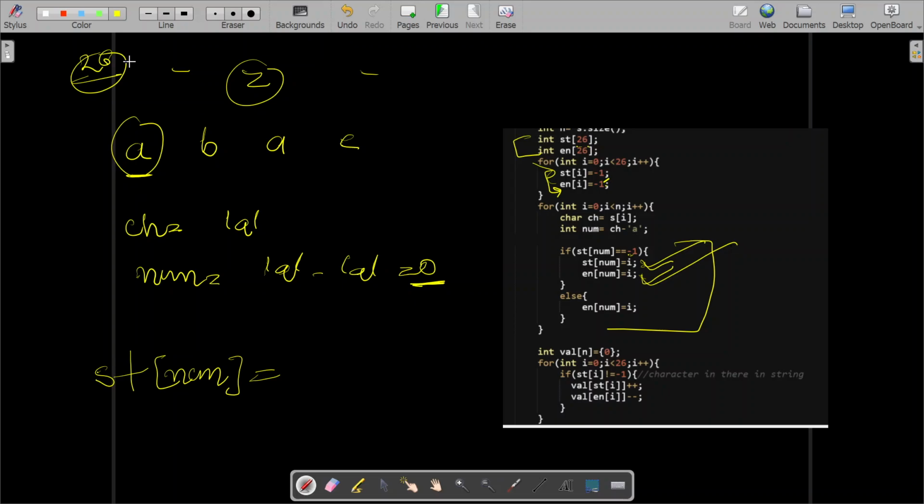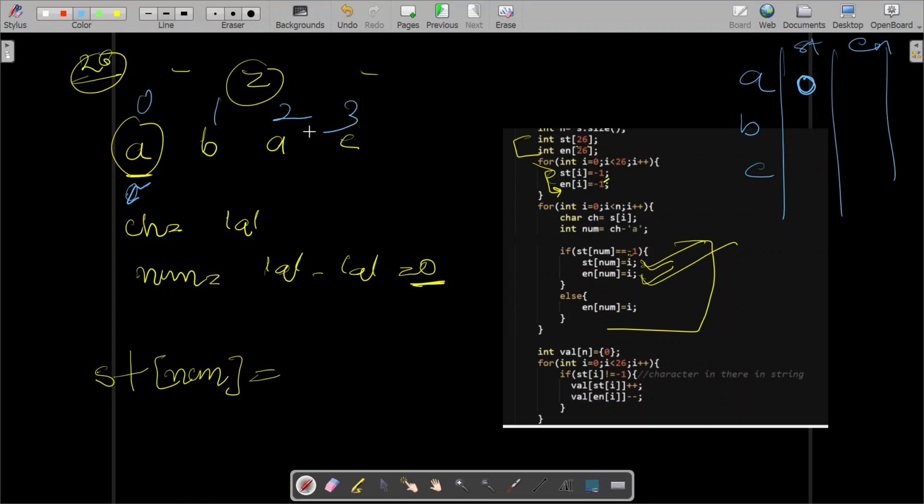We can write here a b c, starting point and ending point. The first time we are getting this a, we are saying the starting point is 0, with 0 indexing, 0 1 2 3 indexing.